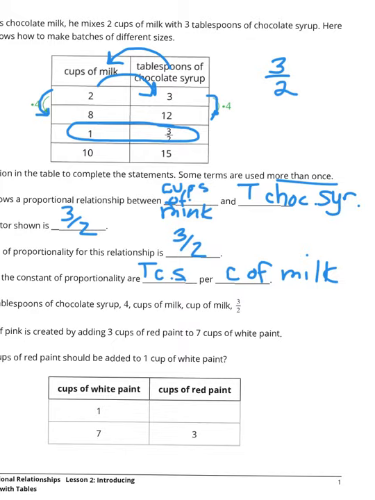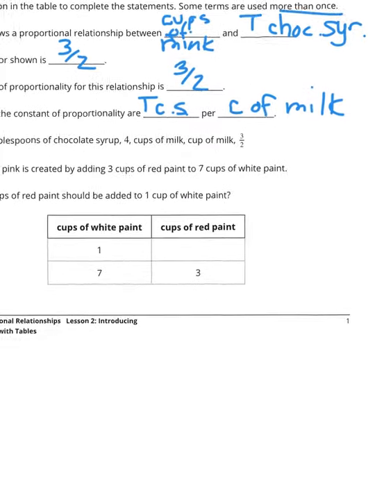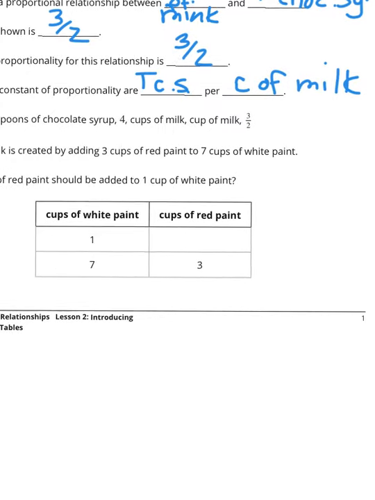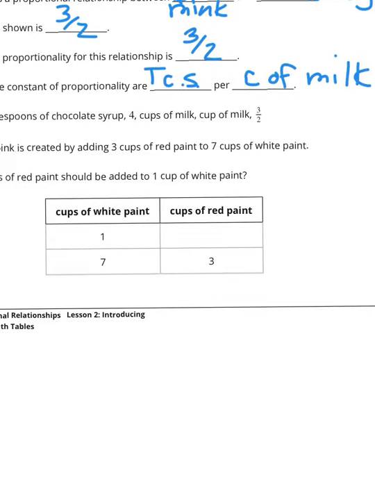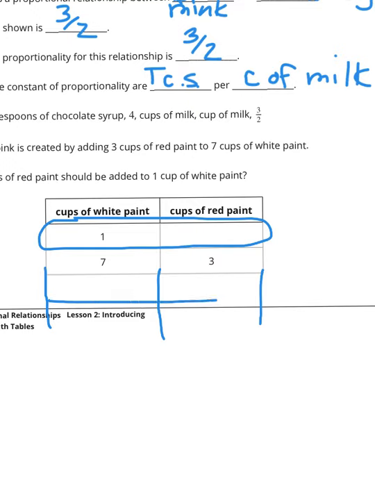All right, the bottom one. A certain shade of pink is created by adding 3 cups of red paint to 7 cups of white paint. How many cups of red paint should be added to 1 cup of white paint? So this is that constant of proportionality, where that 1 is in the table. That means no matter what is happening down below in the table, we're multiplying by whatever that number is to go from here to here. Well, how do I find that? I go the opposite. I divide here to here.